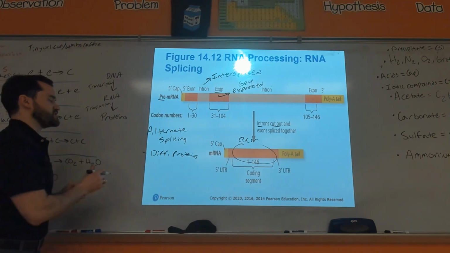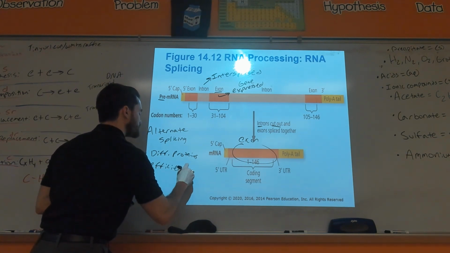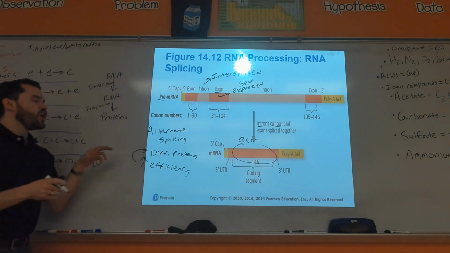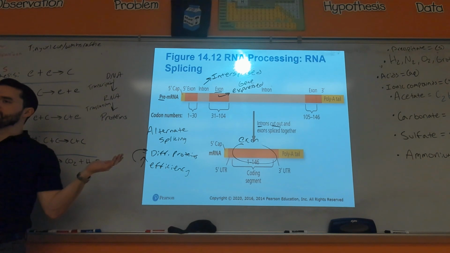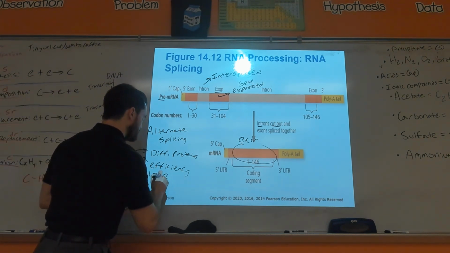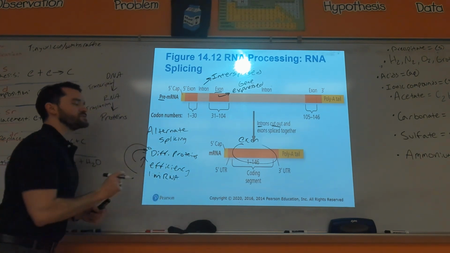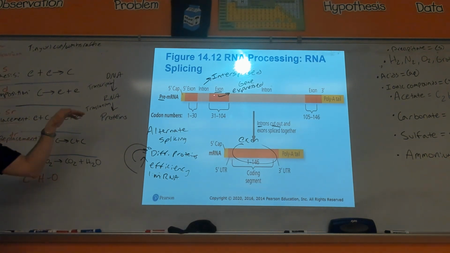And that helps with efficiency. That raises efficiency because one RNA transcript can make many different proteins. So one mRNA can code for multiple proteins. So we change which ones are exons versus which ones are introns. That will change what will ultimately become the protein.